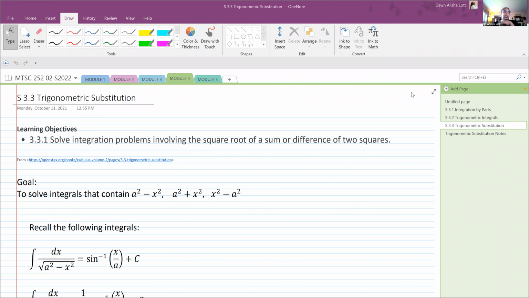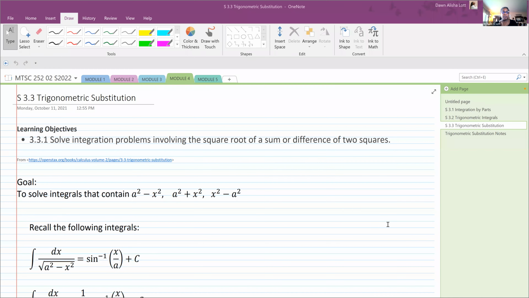Okay, in this section, which is trig substitution, I call it trig sub, we're going to be solving integrals that have the terms a squared minus x squared, a squared plus x squared, or x squared minus a squared. So any one of those three terms will appear in our integral, okay?